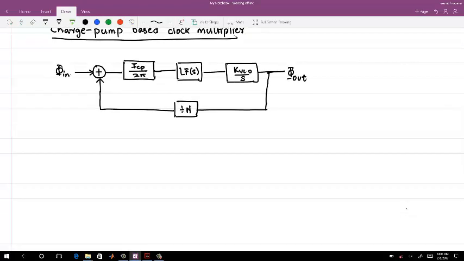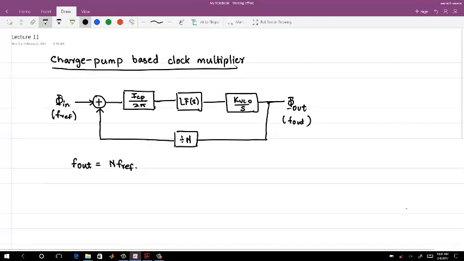In a steady state, F out is equal to F in, or let me start calling it F ref. F ref is the reference frequency at the input, and F out is the output frequency, where F out is equal to N times F ref. Okay, and we're talking about a type 2, order 3 PLL.